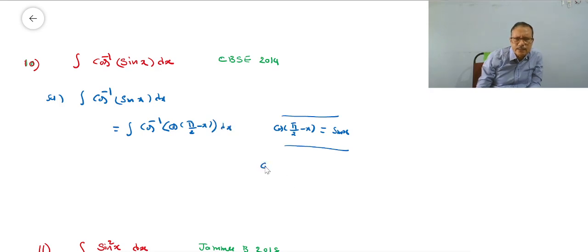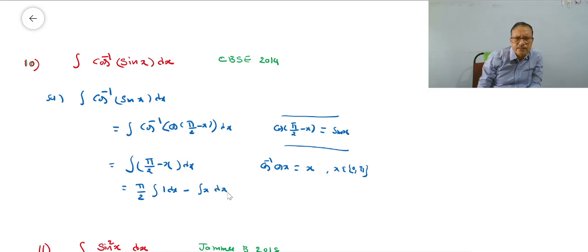So we know that cos inverse of cos x is equal to x when x belongs to 0 to pi. So by this formula, what we can write, so this is equal to integral of pi by 2 minus x. So that's equal to pi by 2, a constant I take outside, into integral of 1 dx, minus integral of x dx.